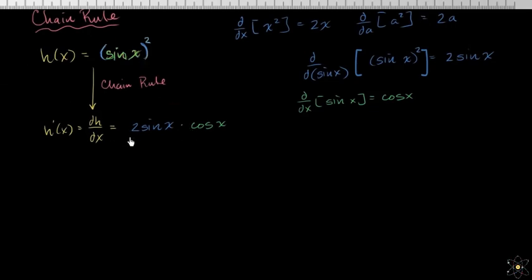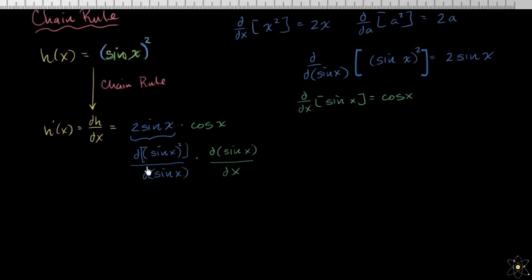So let me make it clear. This right over here is the derivative. We're taking the derivative of sine of x squared, that's what we're taking the derivative of with respect to sine of x, and then we're multiplying that times the derivative of sine of x with respect to x. And this is where it might start making a little bit of intuition.